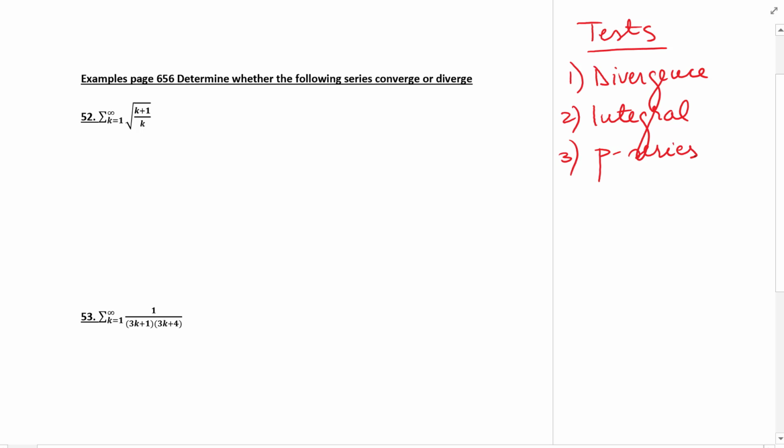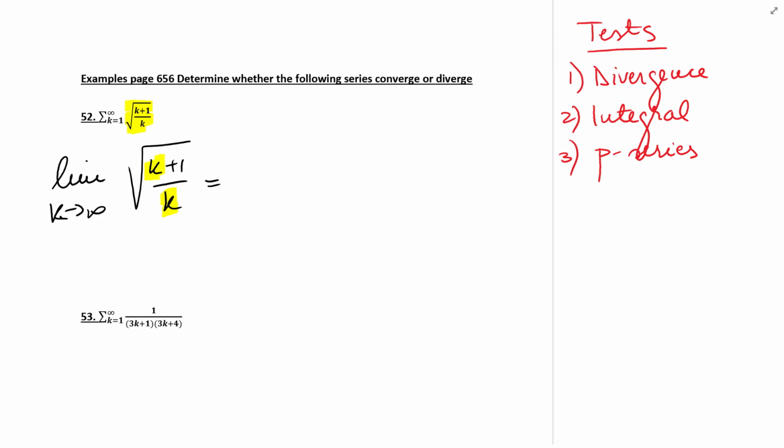So let's try the first one. This is a sub n. If we take the limit as k approaches infinity of the square root of k plus 1 over k, well, because the degree of the numerator is the same as the degree of the denominator, it's equal to the ratio of the coefficients, so 1 over 1, which is 1.